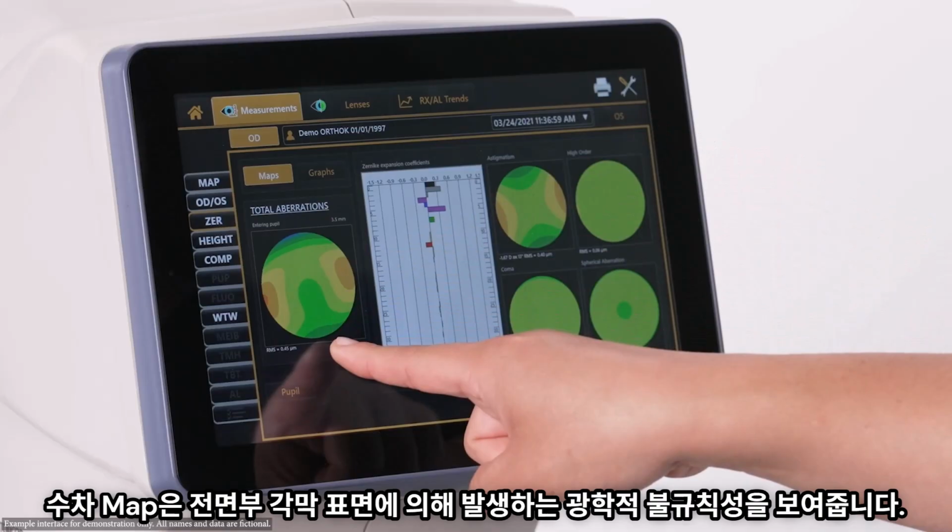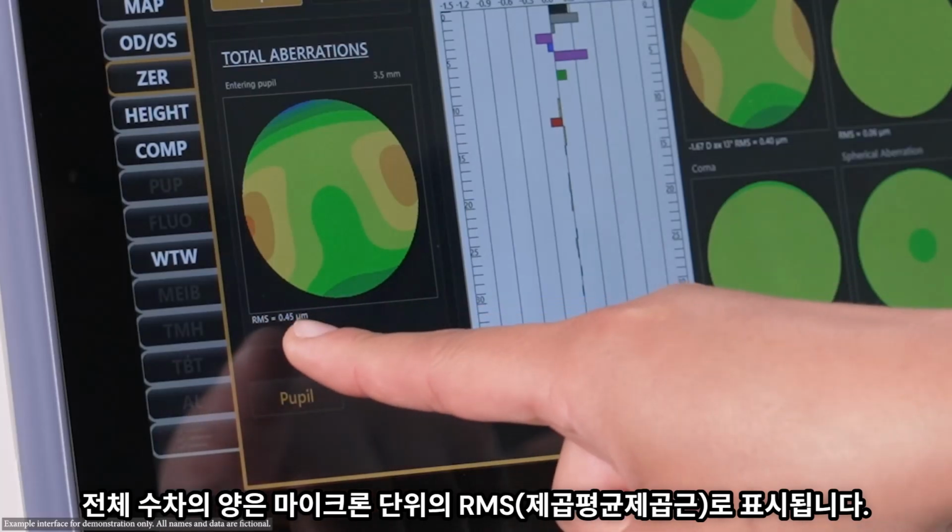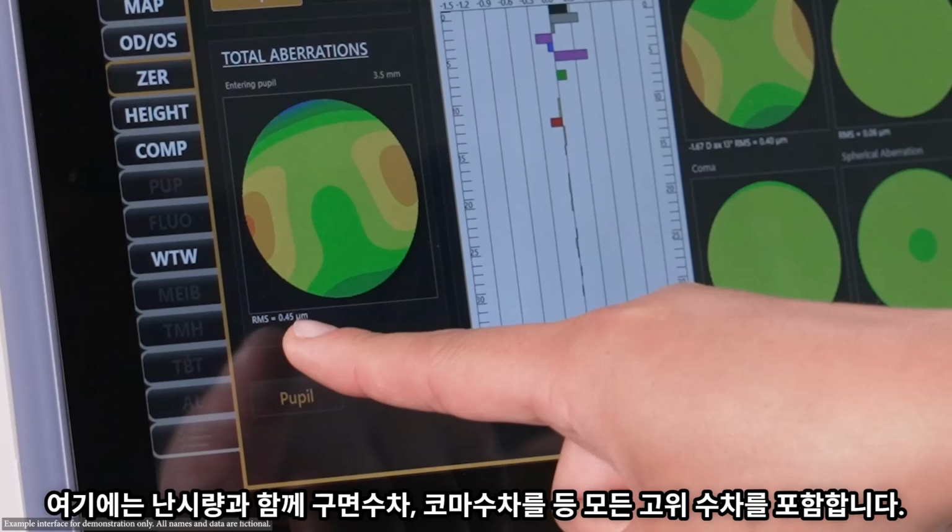The aberration map shows the optical irregularities generated by the anterior corneal surface. More colors on the map mean more aberrations and poor visual quality. The total quantity of aberrations is expressed as the RMS, or root mean square, in microns. It combines the quantity of astigmatism along with all the higher order aberrations, including spherical aberration and coma.